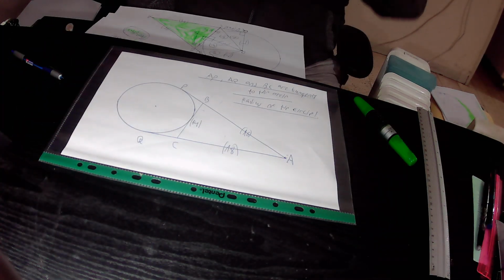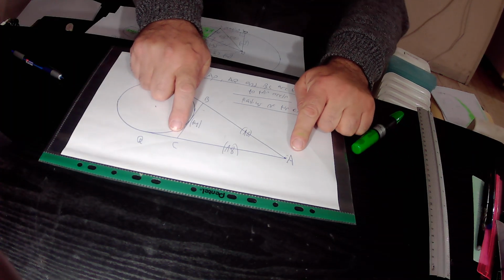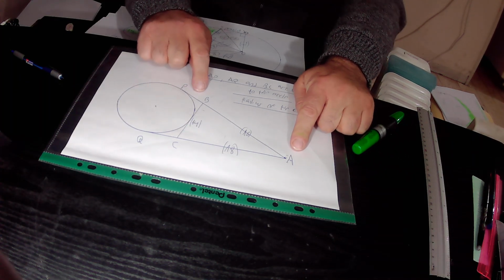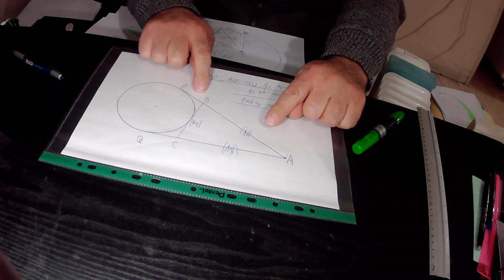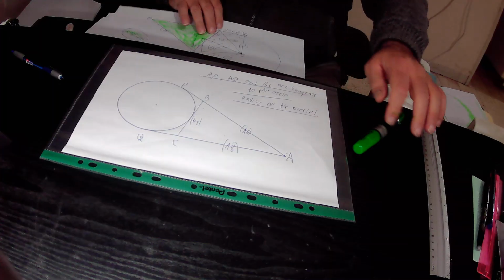In addition, we know that this line AC is equal to 18 units in its length. This line AQ is equal to 16 units in its length. Again, our task is to find out the radius of this circle.